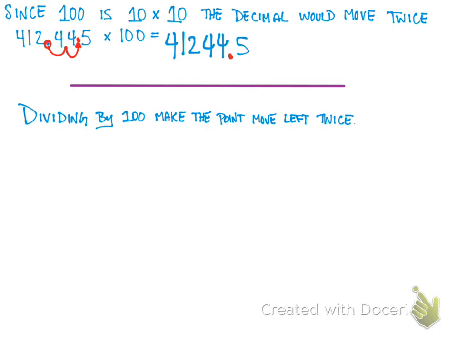Dividing by 100 would make the point move to the left twice. Since dividing is the opposite of multiplication, instead of going to the right, it would go to the left.